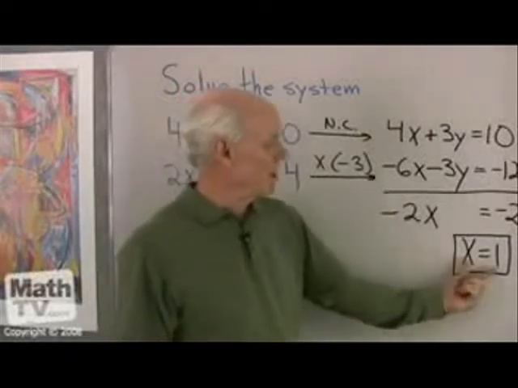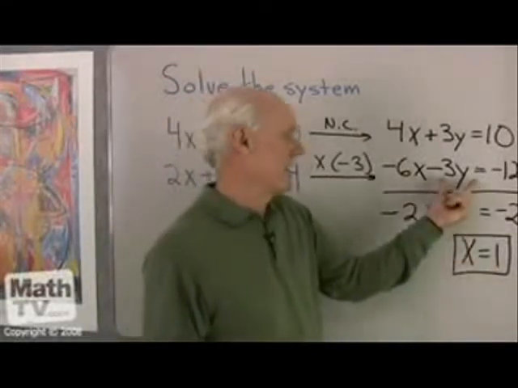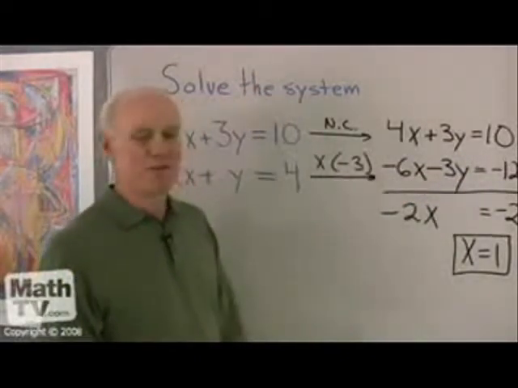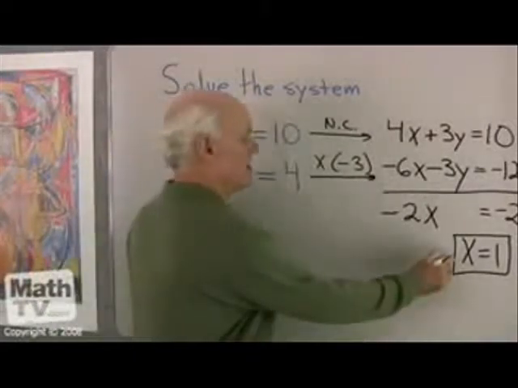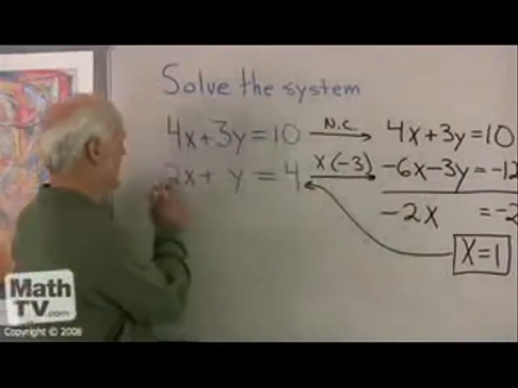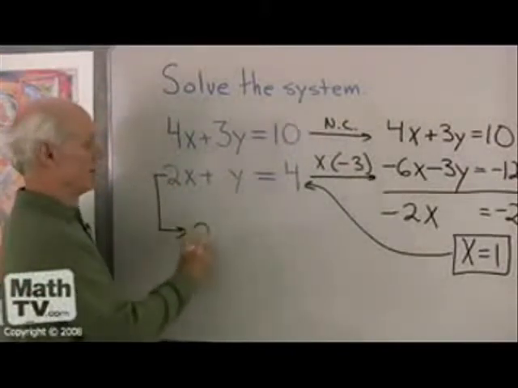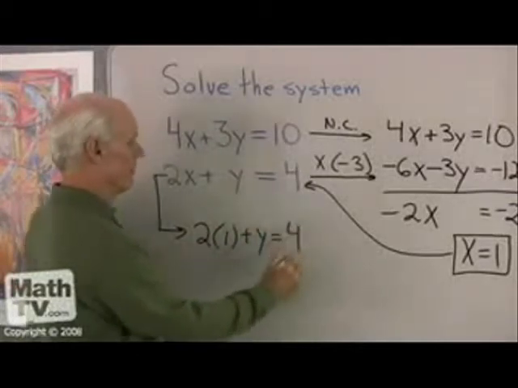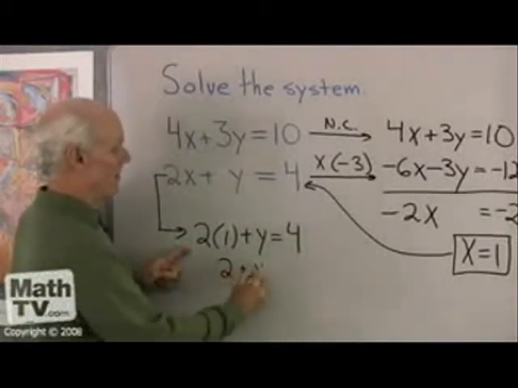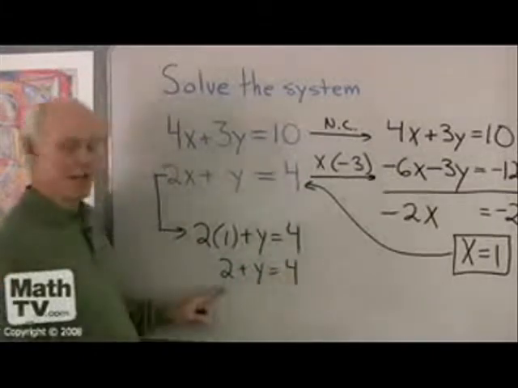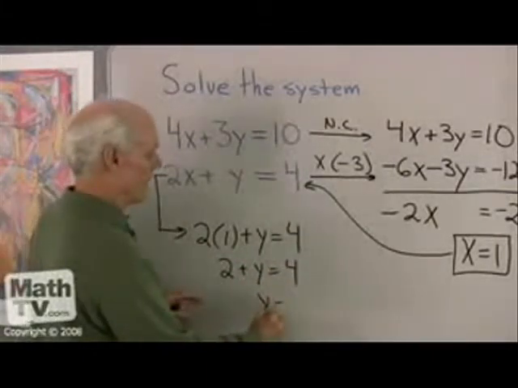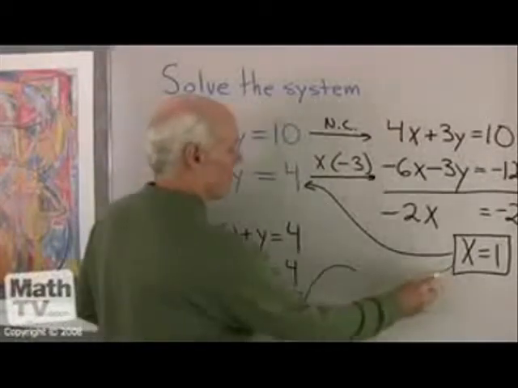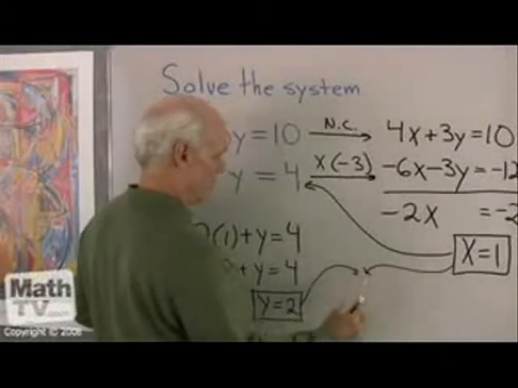To find the y-coordinate, I'm going to take this value of x and substitute it back in here, or here, or here, or here, any one I want. It won't make any difference. I'll get the same result. So let's make it easy on ourselves and substitute it back into this equation right here, giving us 2 times 1 plus y is equal to 4. So that's 2 plus y is equal to 4. Add -2 to both sides, end up with y is equal to 2. So that's the y-coordinate of the ordered pair of the point where these two lines intersect.